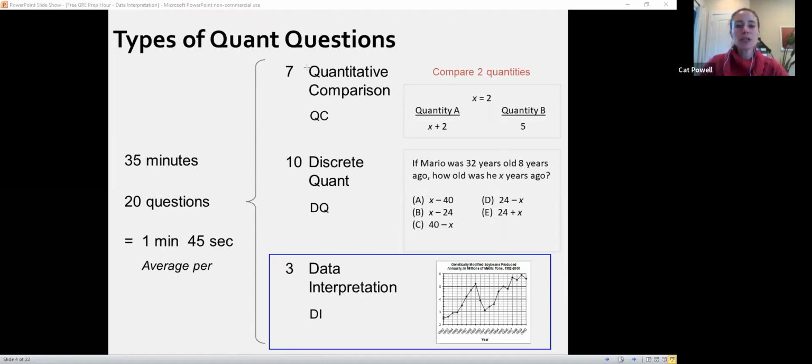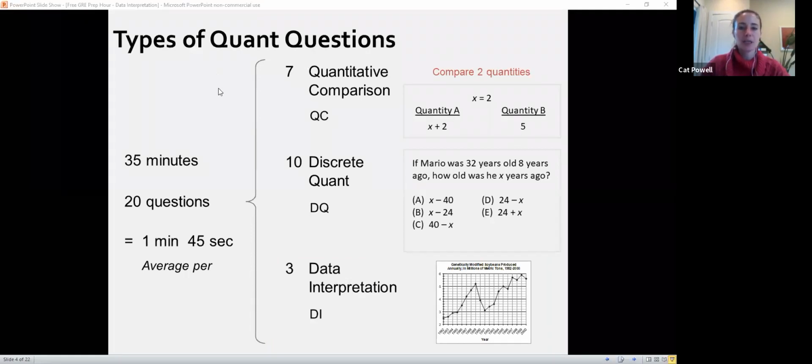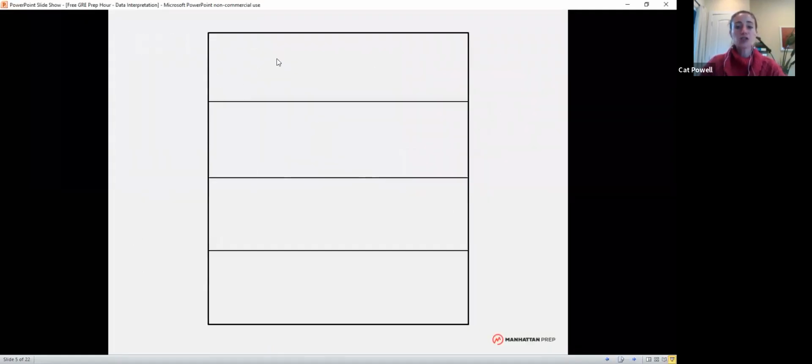Now, when we think about the structure of a quant section, you're going to see the same pattern in each section. You're going to start out with the QC questions. So you're going to have 7 of those comparison questions up front. And these are actually going to be a little bit faster. You're going to do these in about 1 minute, 15 seconds. Probably not going to be doing them that fast when you first start learning them, so that's okay. But over time, the goal is to make these very efficient.